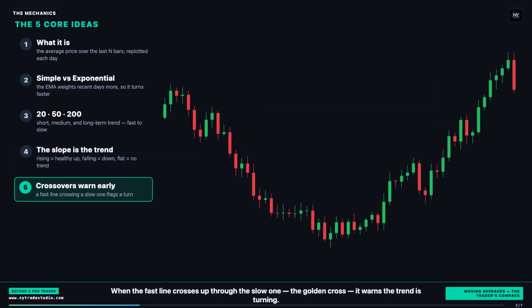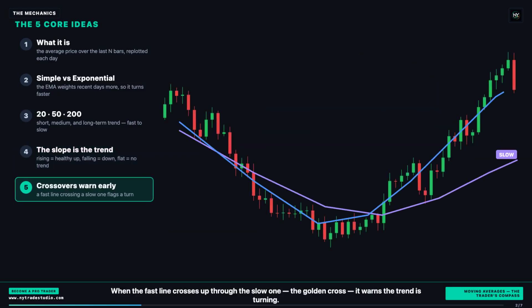And finally, crossovers. When you put a fast line and a slow line on the same chart, the moment the fast one crosses the slow one is an early warning that the trend may be turning. The fast line crossing up through the slow line is the famous golden cross. Crossing down through it is the death cross. We will see a real one shortly. So that is the whole foundation: an average that moves, with a slope that reads the trend, and crossovers that warn of a turn. Now let us read it on 3 real stocks.